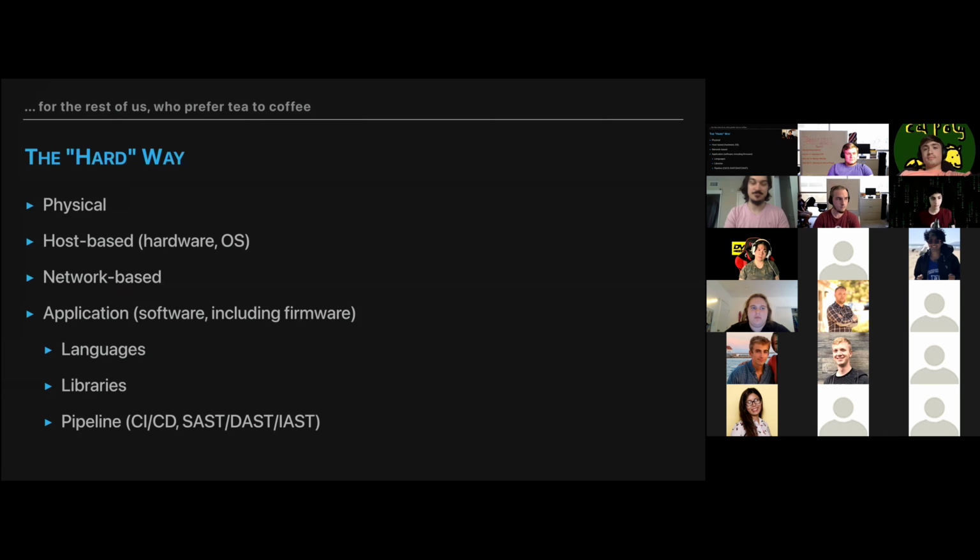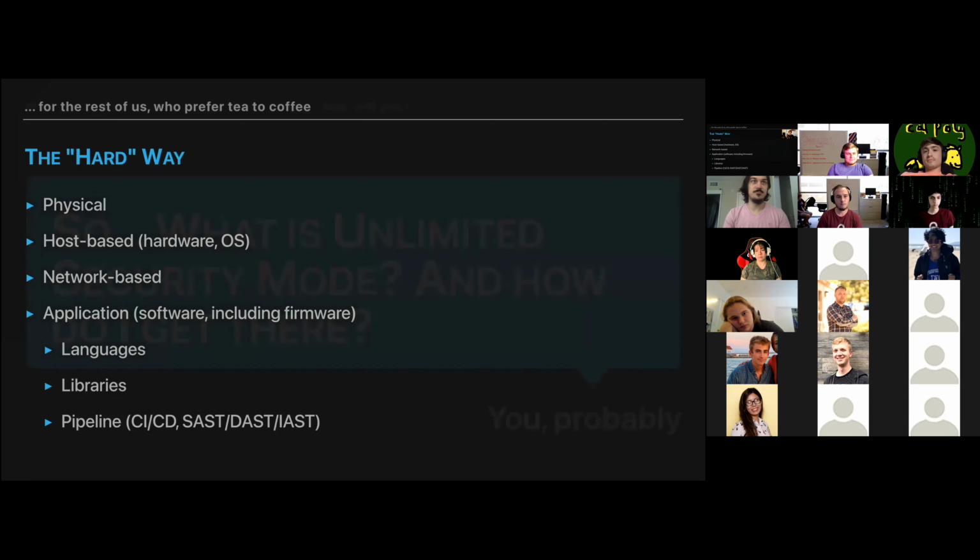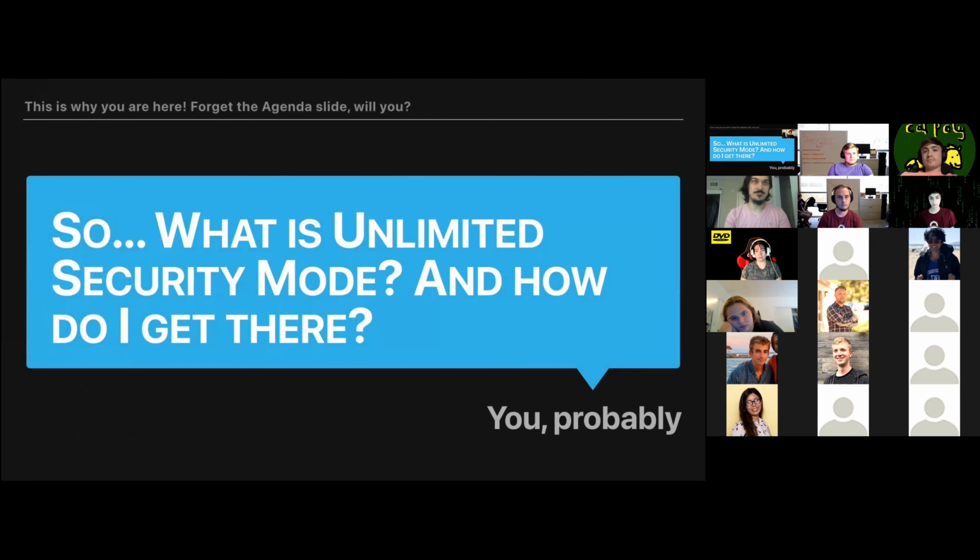And even higher than the network is the application, right, which runs on top of the host and may even require the network services. And then within this application layer, quote unquote layer, I guess, there are other things that you have to consider, right? These would be things such as the programming language that the application was written in, maybe some libraries that were imported or not, and even the pipelines that were used to deploy and develop the application. So I kind of covered a few things that we might have to consider. So what is unlimited security mode actually? And how do we get there?